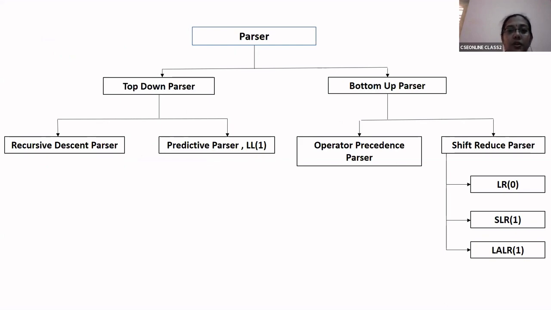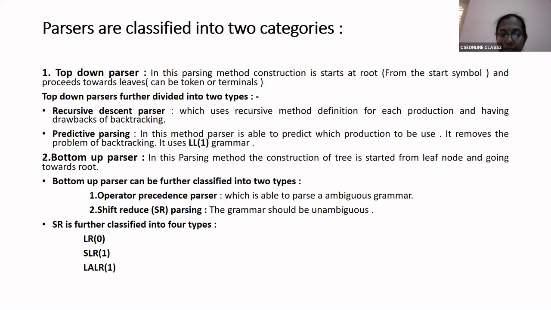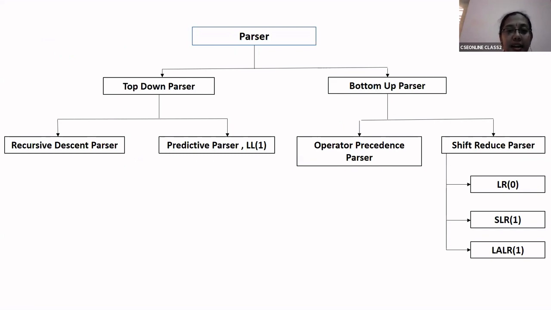Okay, so this is the categorization of the parsers. The parsers are basically of two different types. We are not considering the universal parsers just because they are inefficient, even though they can parse any type of grammar. They are inefficient, so we consider only the two different types of parsers. One is the top-down parser and the other is the bottom-up parser. These two types of parsers, along with the example problems, you have for your syllabus. Okay.